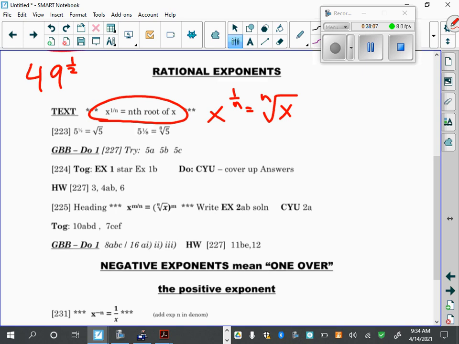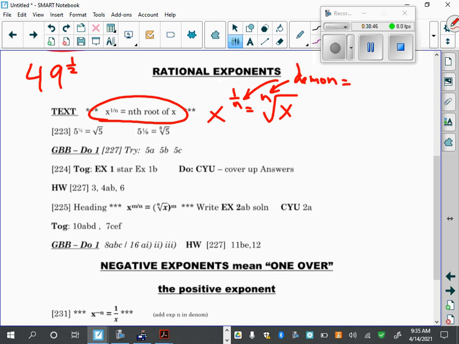What do you think 49 to the 1/2 equals? 7, good. Because we see 49, we associate it with 7, because 7 times 7. An exponent of 1/2 means square root. So that's what this theorem says. If you have 5 to the 1/2, that's the square root of 5. If you have 5 to the 1/8, that's the 8th root of 5. If you have 5 to the 1/3, that's the cubic root of 5. So the denominator equals the index.